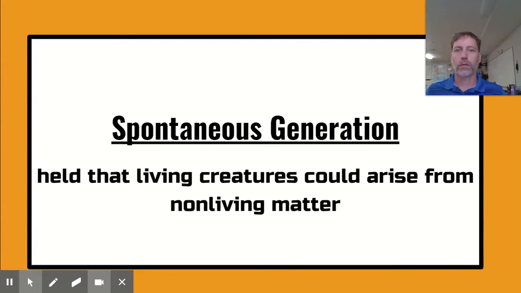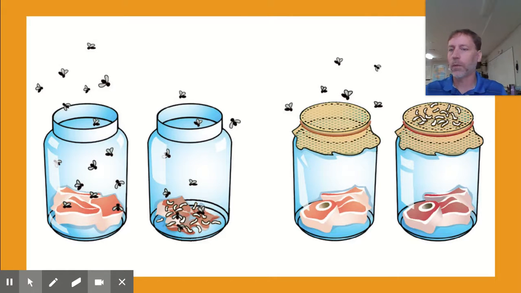So we're going to talk about something here called spontaneous generation. There was a thought in the 16th and 17th century that living creatures could arise out of non-living things, that things that weren't alive would come out of non-living things. So that was a common belief, and there was a scientist by the name of Redi that disproved this.